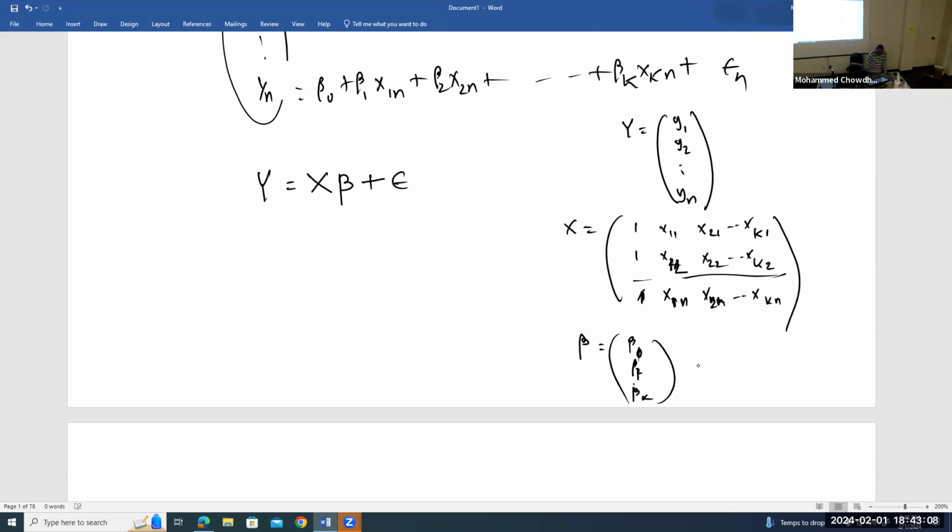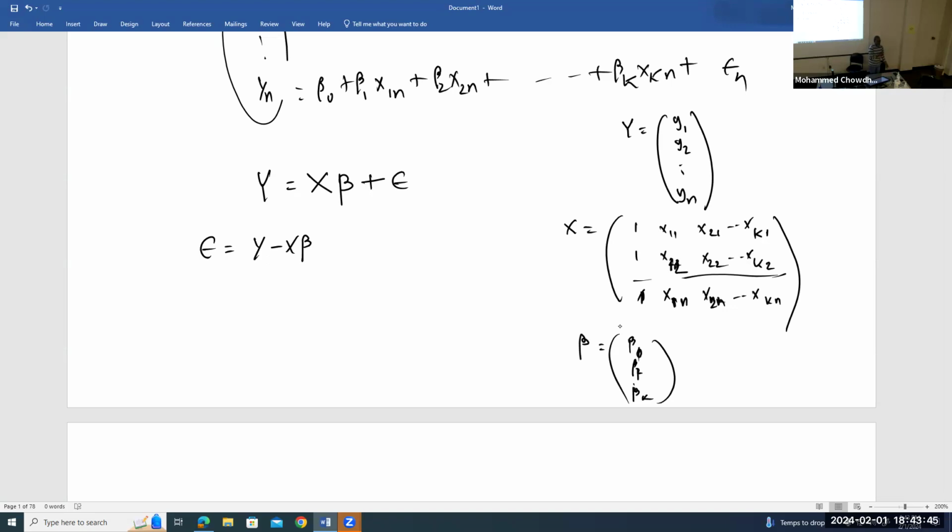Right? So now, if you plug it in there, this times that gives the first row, this times that gives the second row, and this times that gives the last row. Are you understanding? So for the multiple linear regression model, you have y equal to X beta plus e. So this can be written as e equal to y minus X beta. This is called the error term.